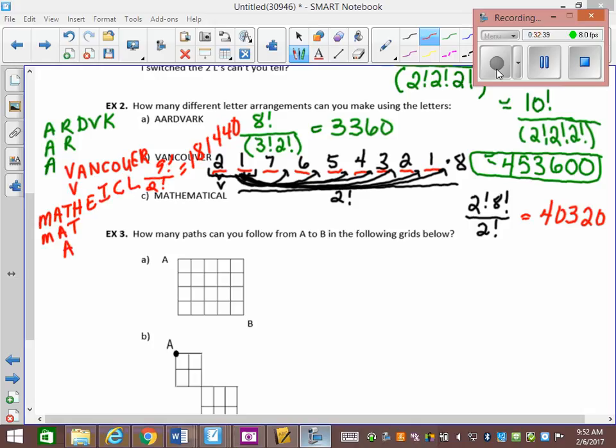And then mathematical: M-A-T-H-E-M-A-T-I-C-A-L. 1, 2, 3, 4, 5, 6, 7, 8, 9, 10, 11, 12 factorial, because it'd be 12 times 11 times 10, blah, blah, blah, divided by 2 factorial for the M's, 3 factorial for the A's, 2 factorial for the T's. And so you get a really large number. 19,958,400. We're going to deal with these 2 tomorrow, and I'm going to give you the rest of your assignment.